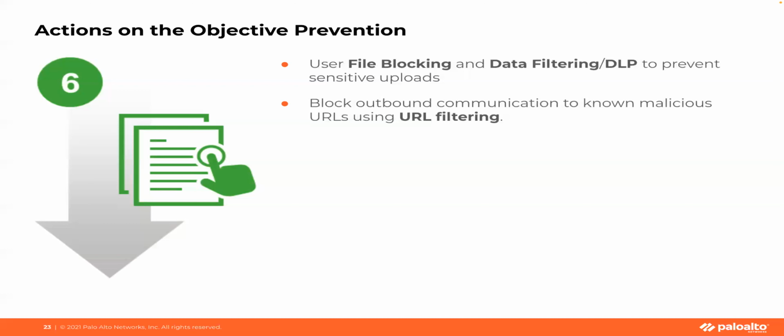For a more fine-grained approach, we can use data filtering and DLP, which actually look inside the files and search for sensitive data, and then allow us to apply policies to detect and block such movements of sensitive data. And then we can also block outbound communication to known malicious URLs using URL filtering, because hackers will frequently use the same methods they use for command and control to tunnel the traffic back to their hosts.